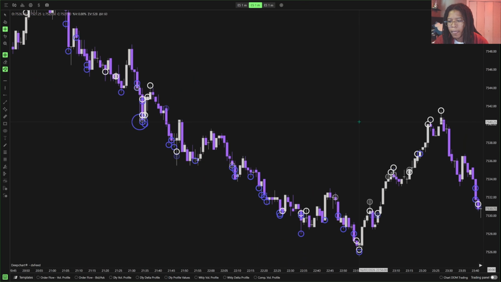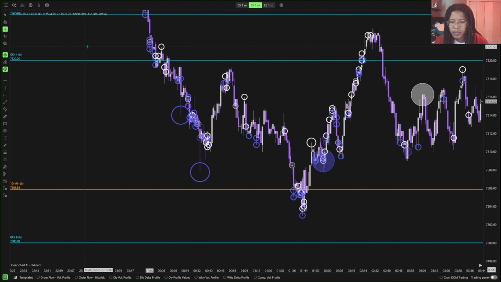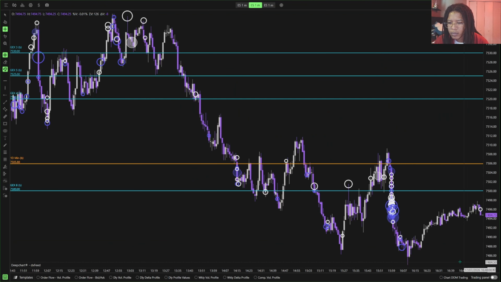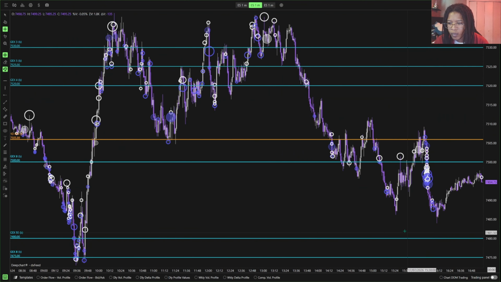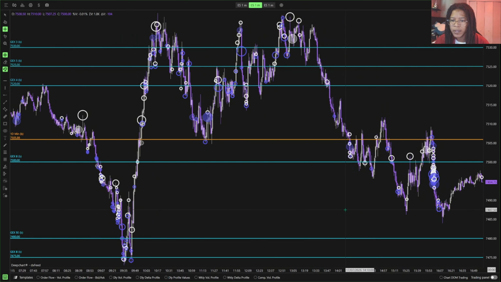All right. Speaking of, I can probably import some of the levels from Friday and see. I'm going to import all the levels, so it might be a lot. Okay. So now let's see what happens at these levels.